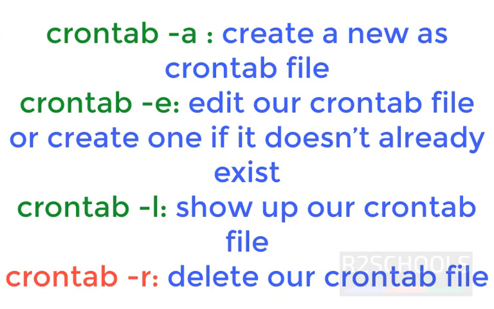Crontab options are: crontab -a, which creates a crontab file. Crontab -e, which is used to edit our crontab file, or create it if it doesn't exist already. Crontab -l, which is used to show our existing crontab file. Crontab -r. I strongly recommend not to use this command. If you want to run this command, it is always better to take a backup of crontab jobs.